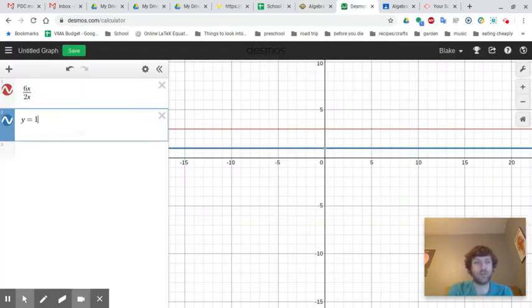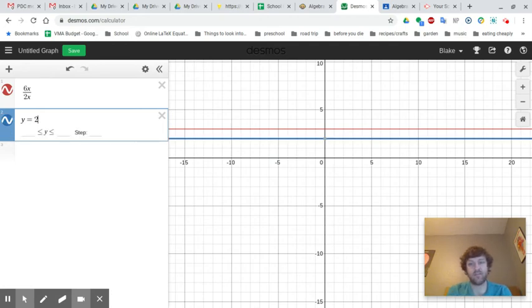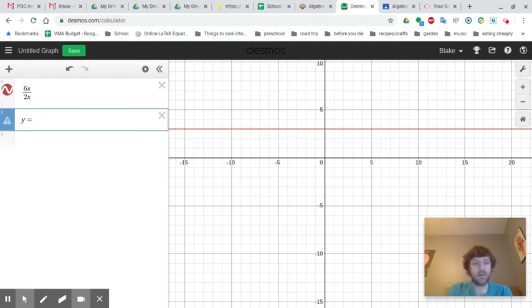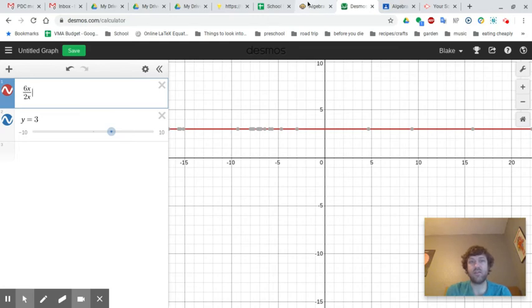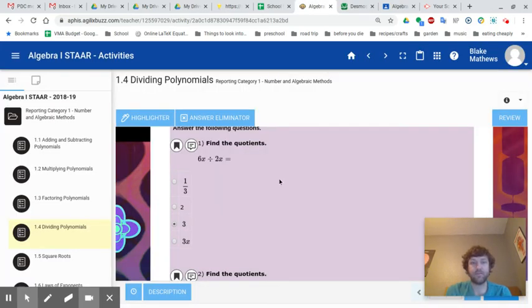2 is another answer choice. Let's go back and type 2. Okay, that's not it. Blue and red, not the same. And then 3, we see, gets us the same graph. Blue and red are the same graph. So that means that 3 is the answer.